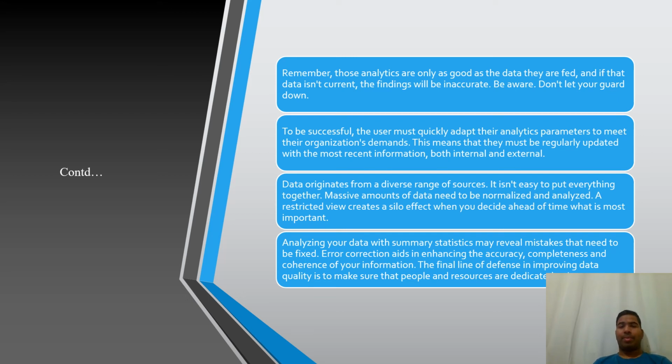The data originates from a diverse range of sources. It is not easy to put everything together. Massive amounts of data need to be nominated and analyzed. A restricted view creates a silo effect when you decide ahead of time what is most important. Analyzing the data with summary statistics, we reveal mistakes that need to be fixed. Error correction aids in enhancing the accuracy, completeness, and coherence of your information. The final line of defense in improving data quality is to make sure that people and resources are dedicated.